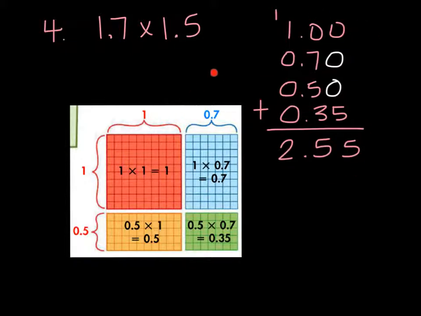So this one I wrote over here as a 1, and then I put the decimal and 2 zeros because I knew I was going to have some decimal numbers over here. Then this 7/10 is here, and I annexed a 0 just to fill in that hundredths place. The 5/10 is right here, and then the 35/100 is right here, and then I just added, and so your answer is 2 and 55/100 there.